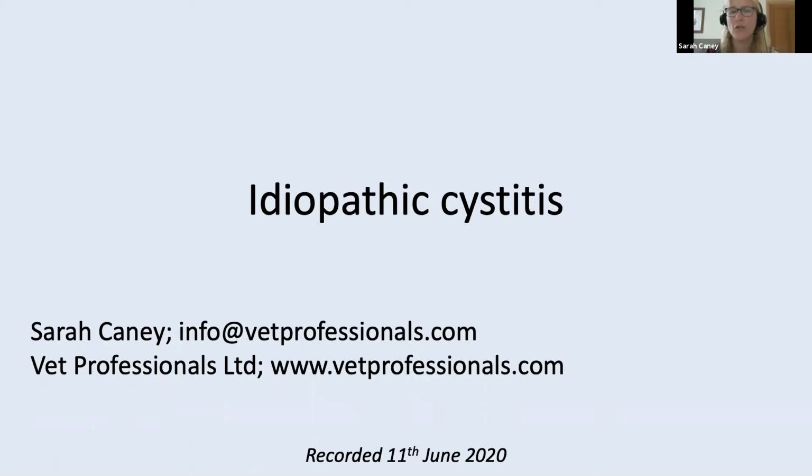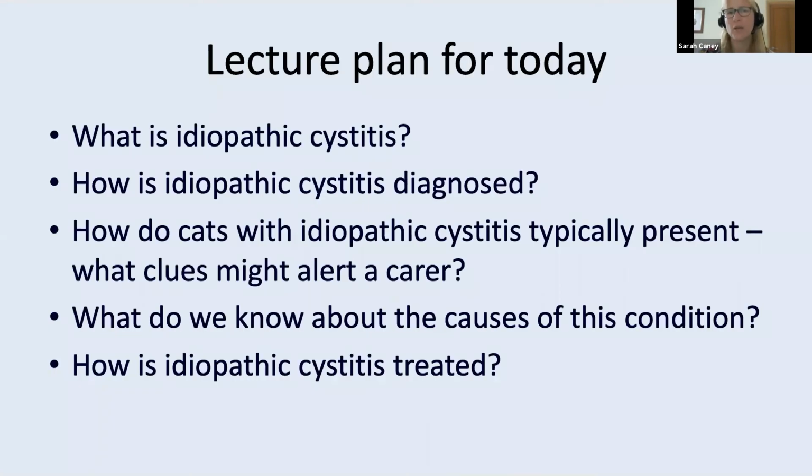And what I'm going to do in this session is spend a little bit of time talking about, firstly, what does this term mean? What do we understand about this condition? How does it typically present? So what clues of this condition might you see in your cats if they have it? And how is it diagnosed and how is it managed? So that's our shopping list of things to look at today. And at the end, we'll have some time, as usual, for some questions.